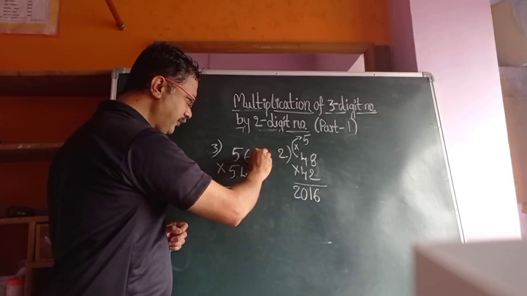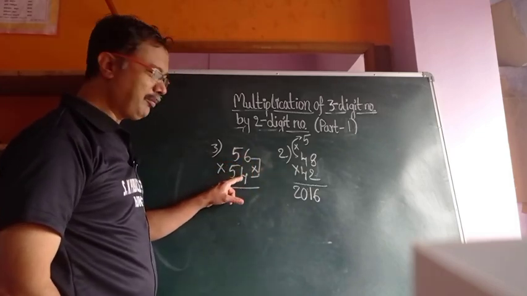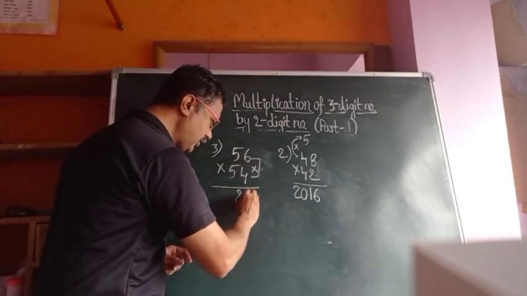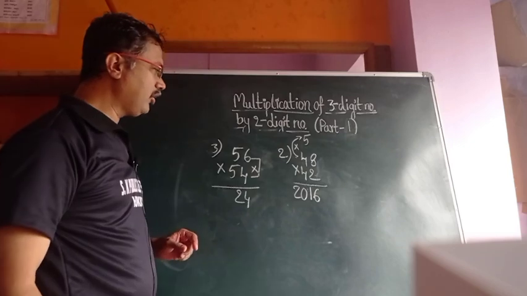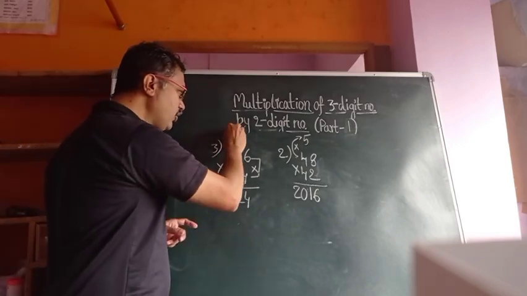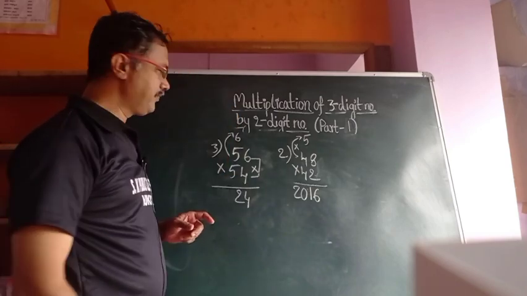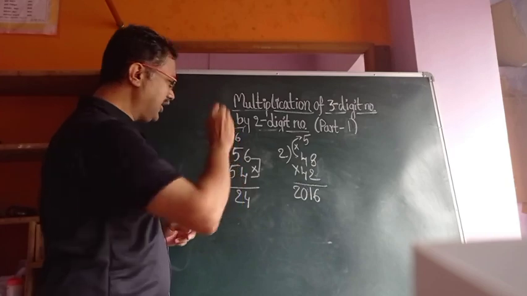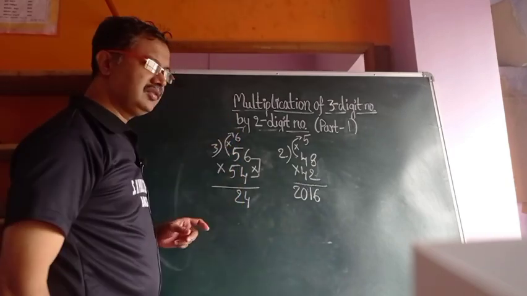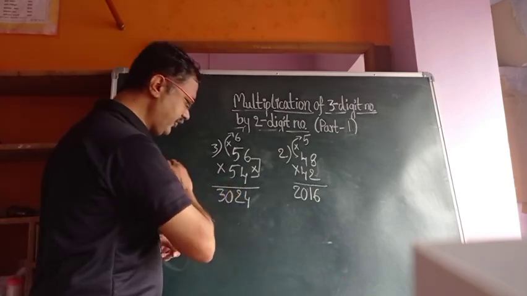6 4s are, multiply these two numbers and write the answer. 6 4s are 24. Next, 5 is there. 5's next number, what is the number? 6. Multiply these numbers. 5 6s are 30. We got the answer.